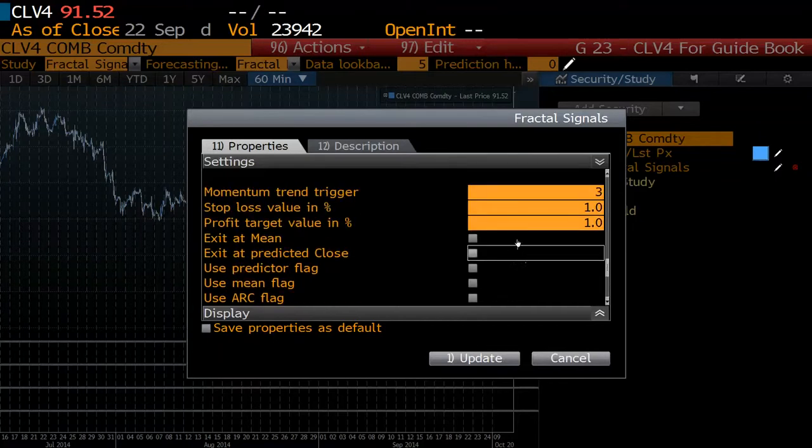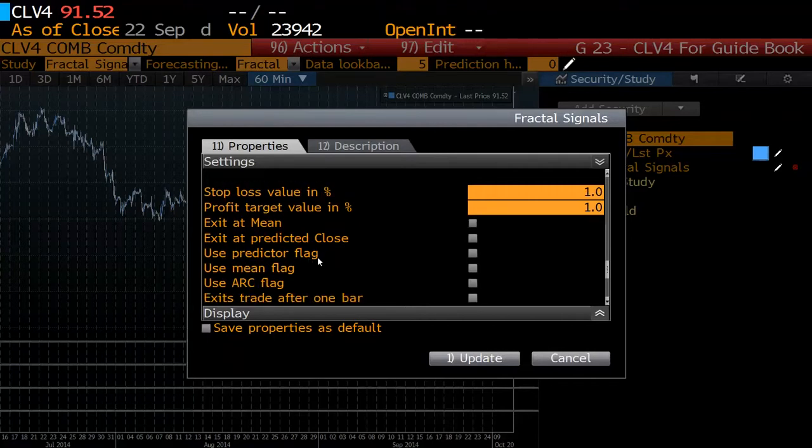Now going back to the exit at mean, if you recall from the earlier videos that explain one of the methodologies for using the suite with a calculated predicted mean, we exited at the mean after we entered the trade from the entry channel. So what this will do is that if you're in a trade, you get a trade signal, and the price reaches the predicted mean, it will exit the trade at that point. This also holds true for exit at the predicted close, which is again similar to what was described in the earlier videos using the actual indicators themselves.